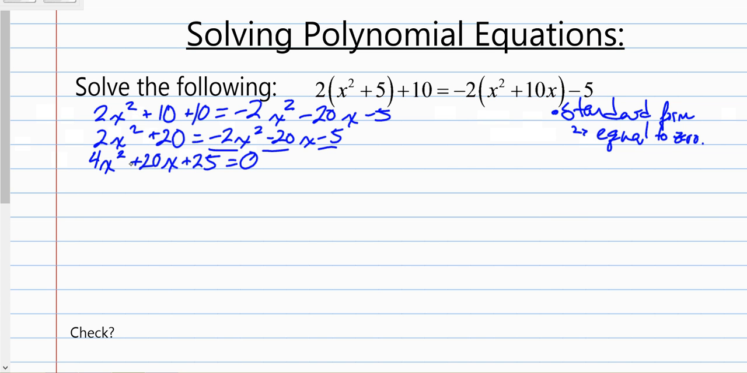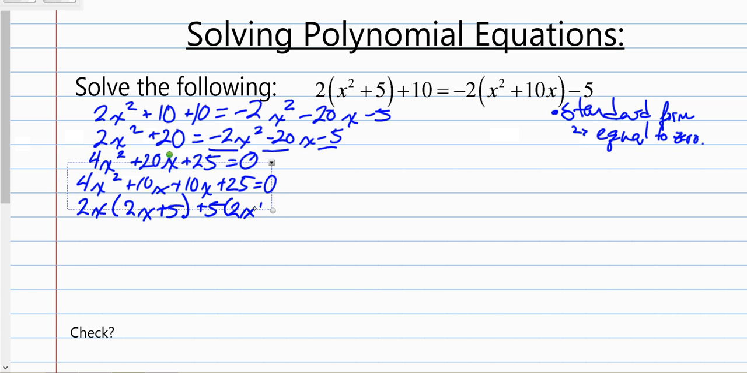But what I will do is I will break this 20x in half. 4x squared plus 10x plus 10x plus 25 equals 0. Factor this by grouping. 2x times 2x plus 5 plus 5 times 2x plus 5 still equals 0. So here I'm going to get a 2x plus 5 times a 2x plus 5 equals 0.